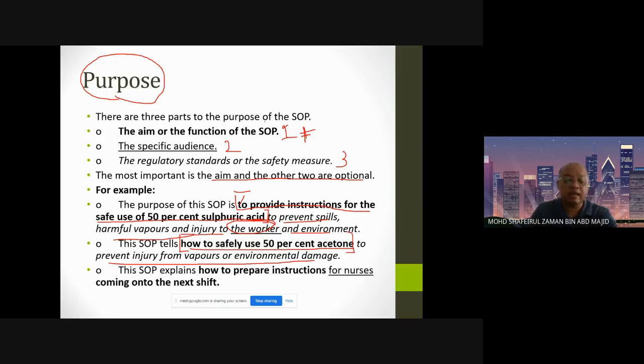Okay, let us have a look at the third example. So this SOP explains how to prepare instructions for nurses coming onto the next shift. Okay, so the one in bold will be the aim of the SOP, right? And then the one underlined here is the audience. Who is it for? Okay, so that will be the purpose of the SOP.